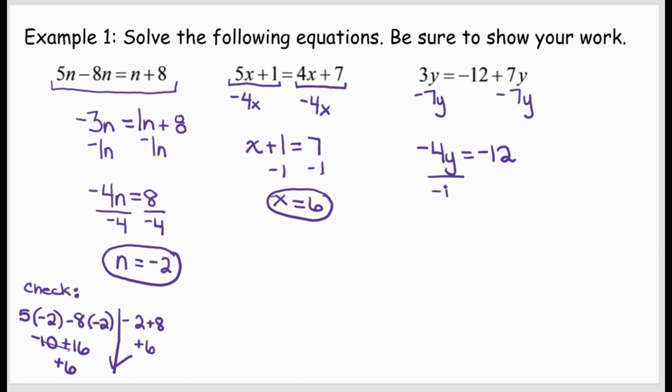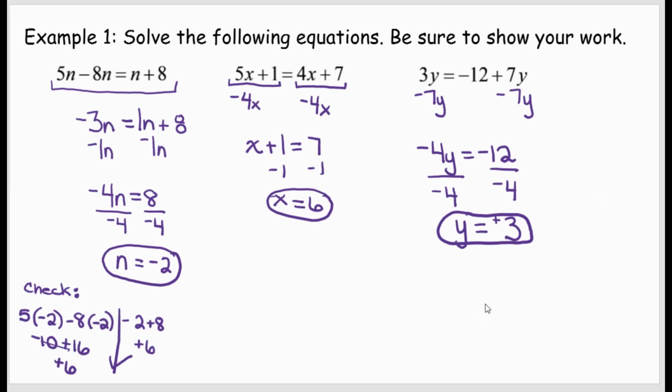Now, divide both sides by negative 4, and y equals positive 3. I don't need to write the positive in there, but just because it was a negative divided by a negative, I'm just making sure that I'm showing that I remembered to do that portion with the sign.